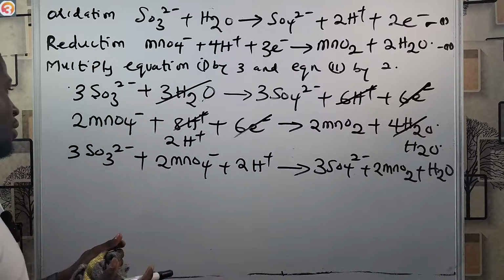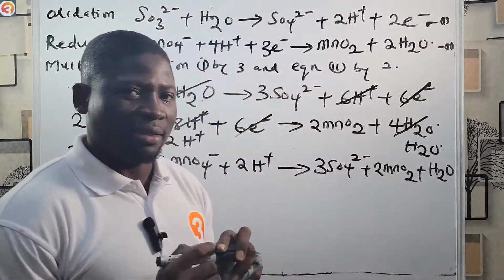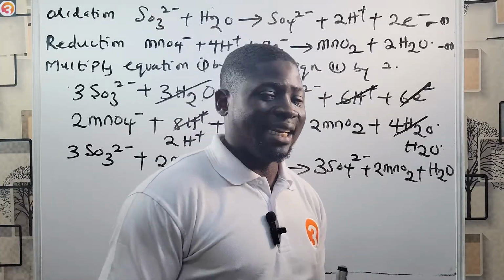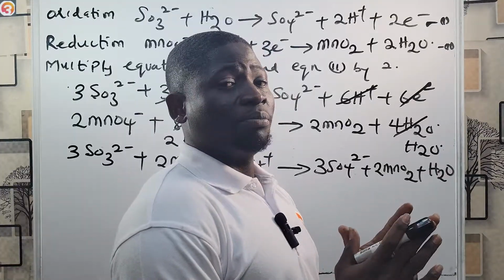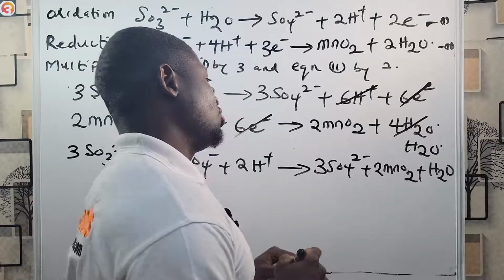Now we need to check our charges to see that our equation is balanced. We need to check for balance. You do not just stop and say, I don't get it. You have to check for balance. Once you see that the charges on the left are the same as the charges on the right, then your equation is truly balanced.